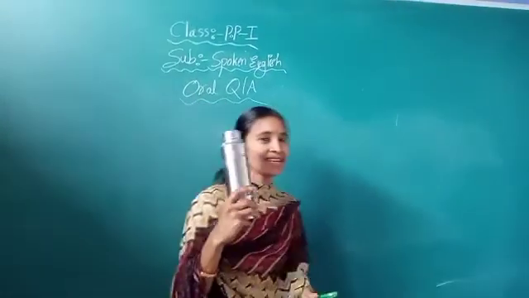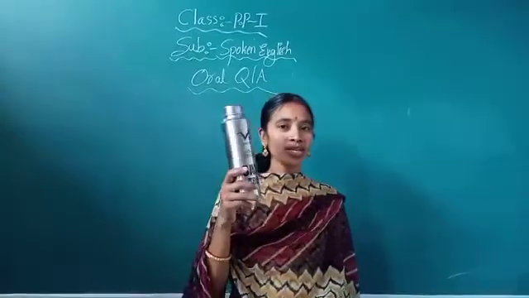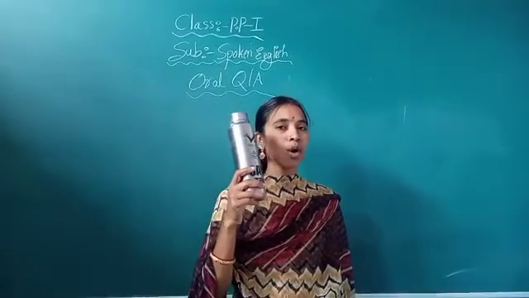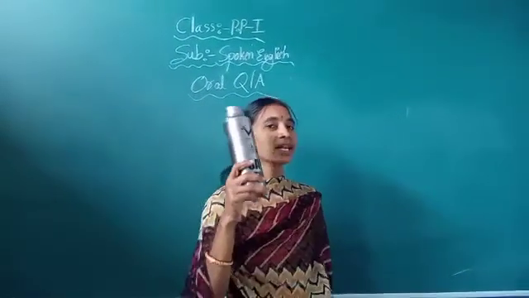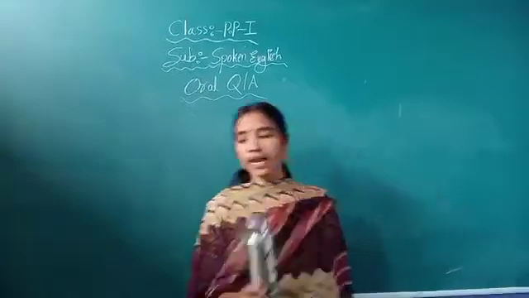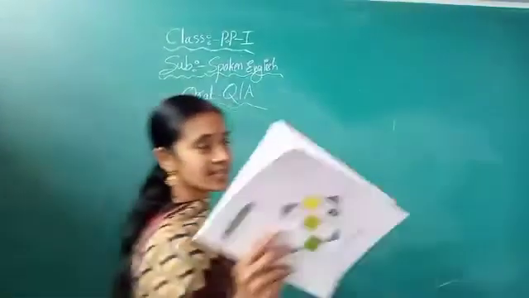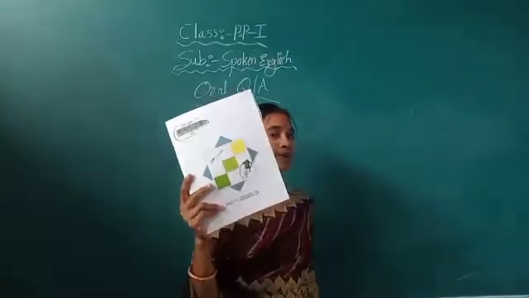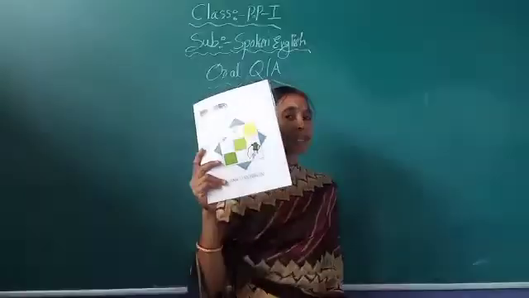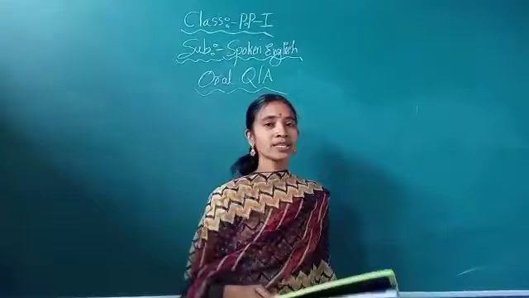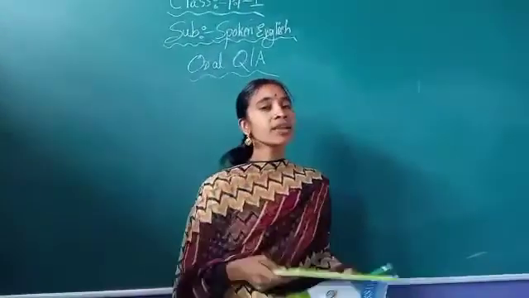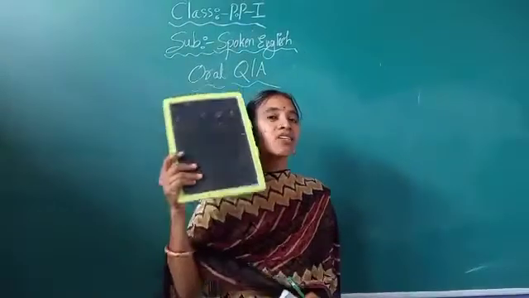Come on. See here. What is this? Come on, say, children. What is this? This is a bottle. Come on, say, children. What is this? This is a bottle. What next? What is this? This is a book. Come on, say. What is this? This is a book. What next? What is this? This is a slate. Come on, say. This is a slate.